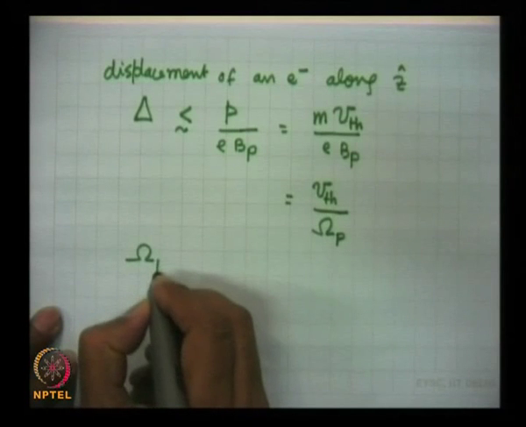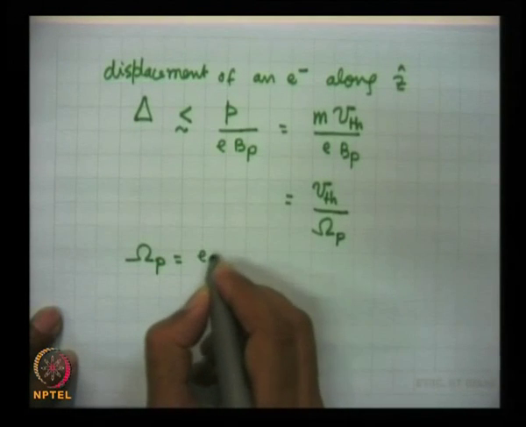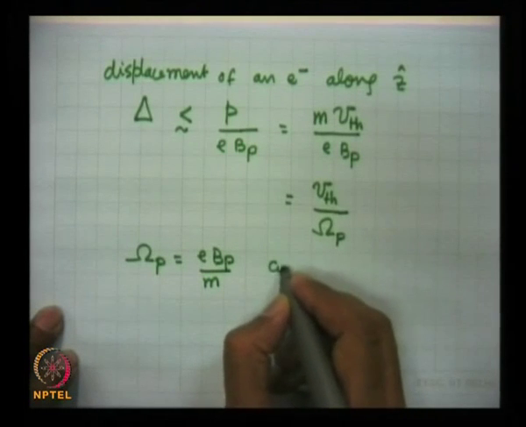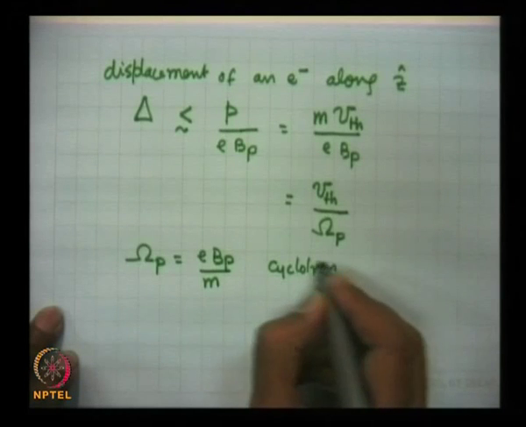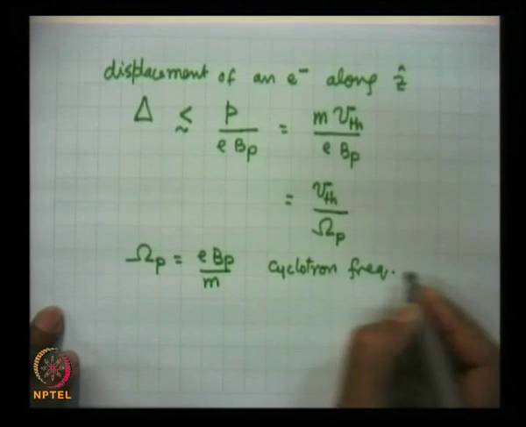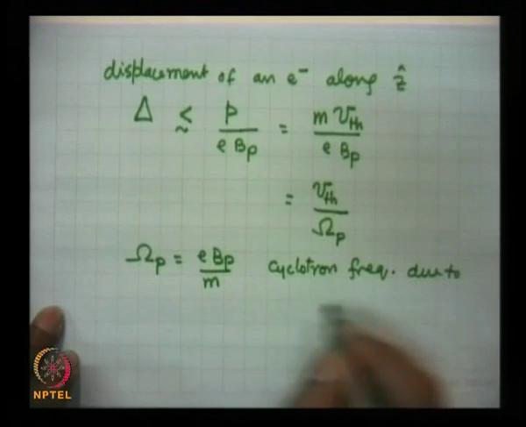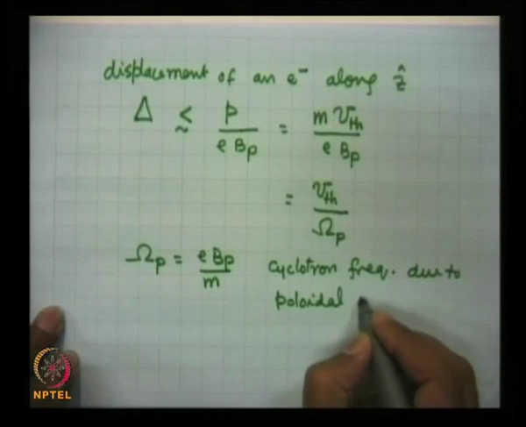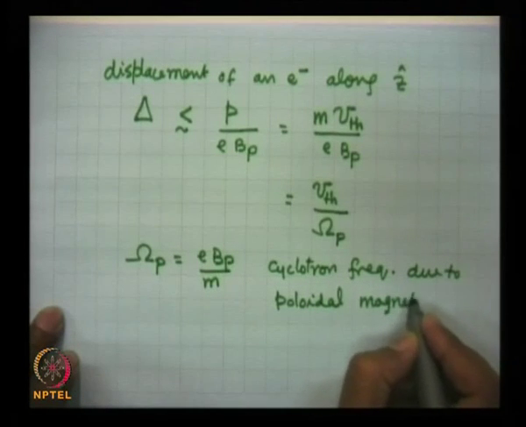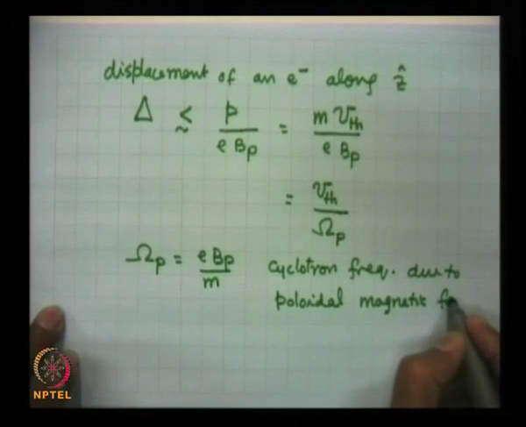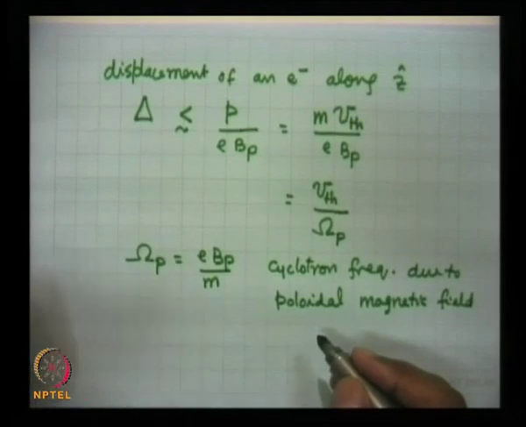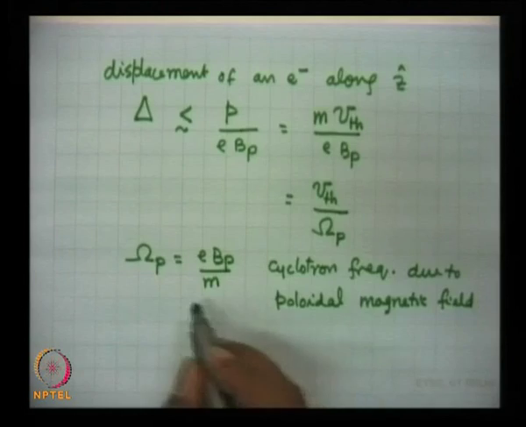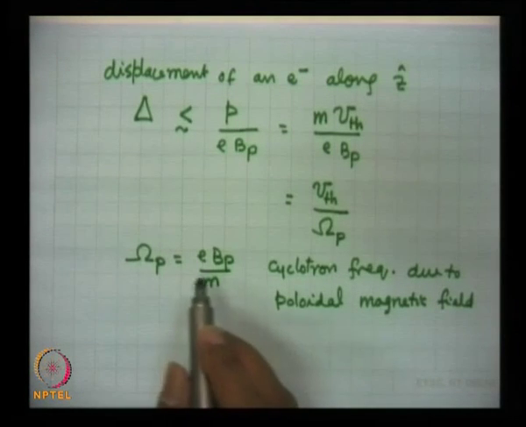So this is equal to E BP upon m, the cyclotron frequency of electrons due to the poloidal magnetic field. This is the magnetic field that is produced by the azimuthal current and is perpendicular to the phi cap direction. It's an important thing.